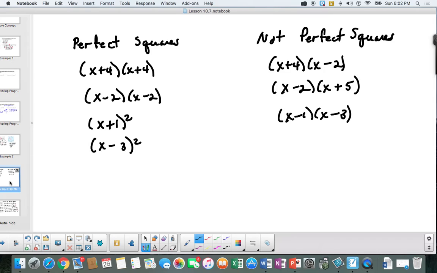Let's review some algebra from last year. Let's review perfect squares, not perfect squares. These are perfect squares because x plus 4 times itself, and then it ends up looking like this. It's a square. Now this is not a perfect square because it's not the same number. These are perfect squares, they're exactly the same number, and then they're square. So these are perfect squares, and again, this is a perfect square, and this is a perfect square.